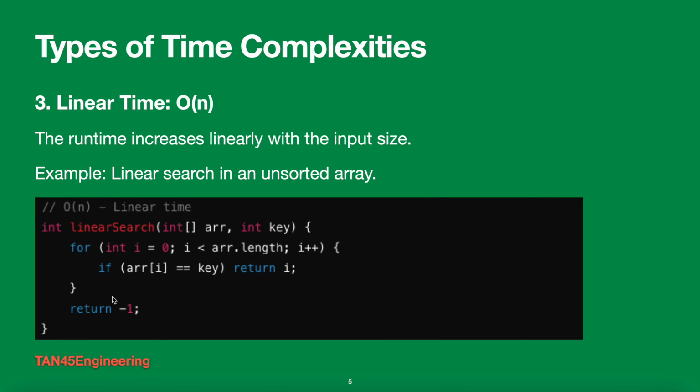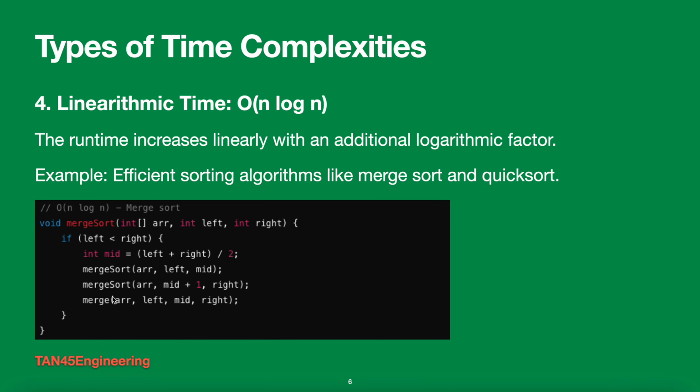It clearly depends upon the number of inputs. If the number of inputs is 4, we are going to take 4 units of time. Then we have linearithmic time complexity. Log of n again depends upon n, because for the merge sort we use log n, but for the merge step we use n again, right? So it will be n log n.